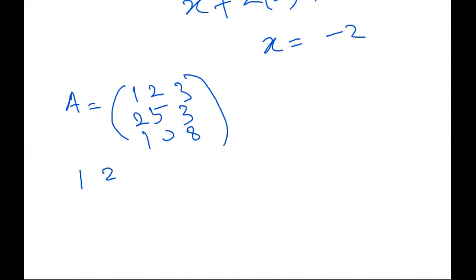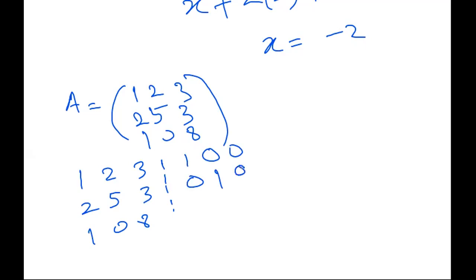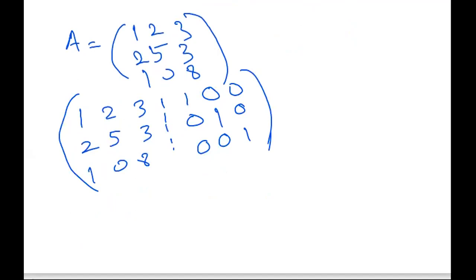Just copy your matrix A: 1, 0, 8. And include the identity matrix, 3x3, with this. Now you perform row operations to this. We try to convert this one to the identity matrix, and the resultant of this one would be our A inverse.